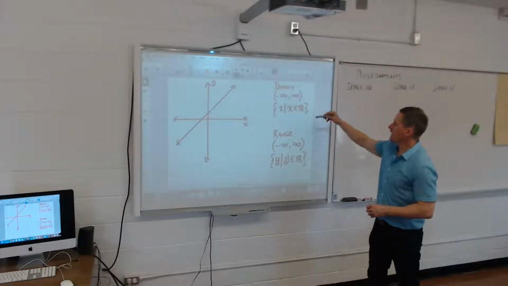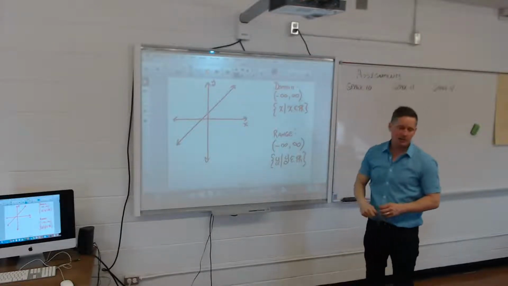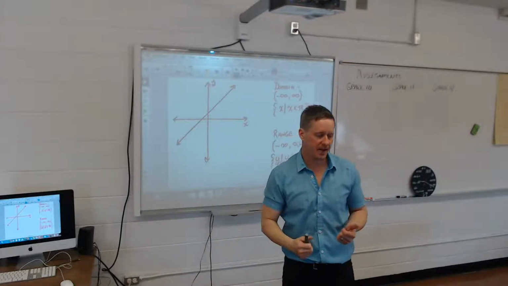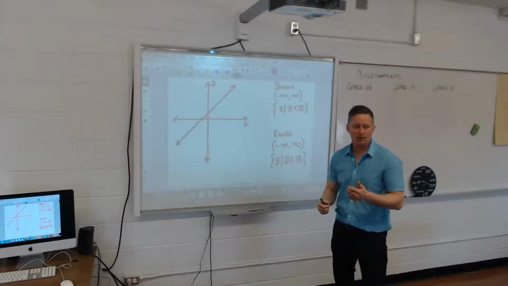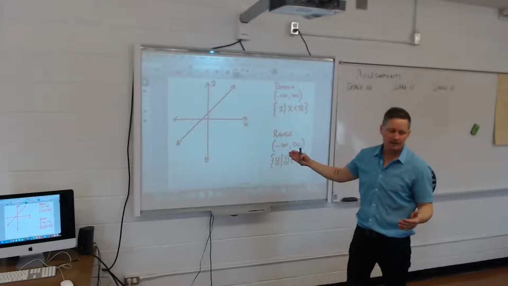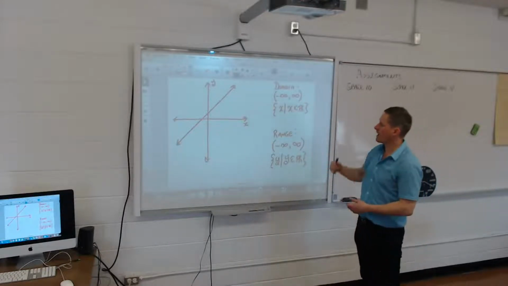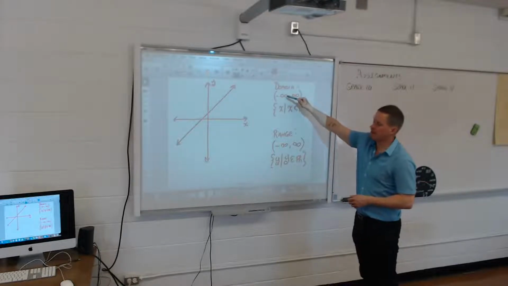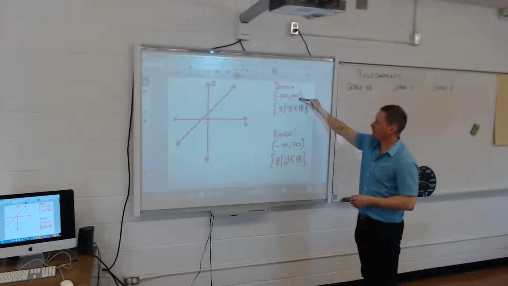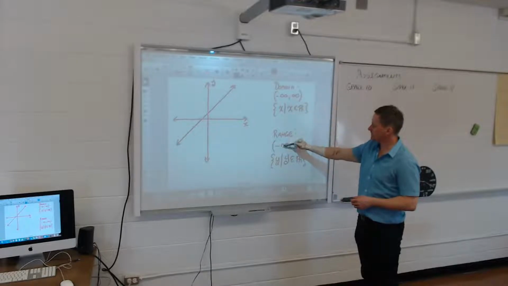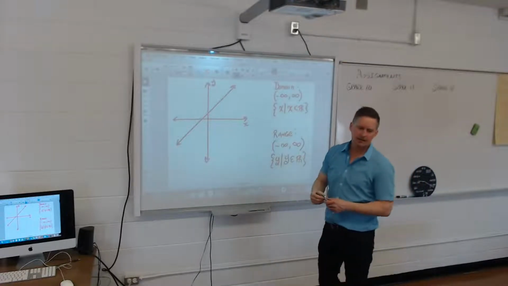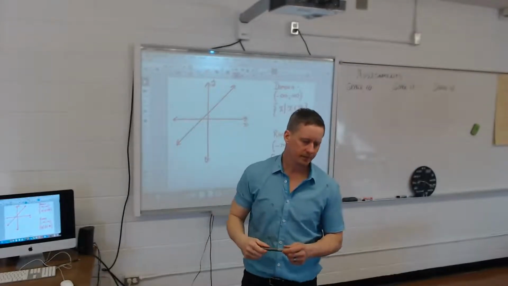So you notice that the domain and range for a line, they're exactly the same because they go forever left, forever right, forever down, forever up. So when I'm writing it up here, it's left to as far right. Down here, it's how far down it goes to how far up it goes. Okay, so that's a line. All right.